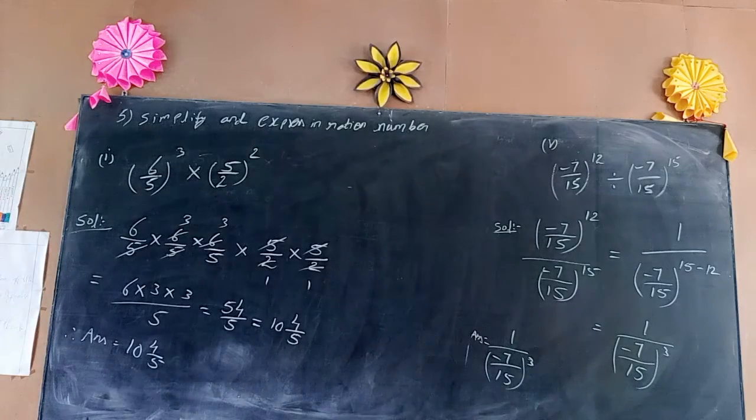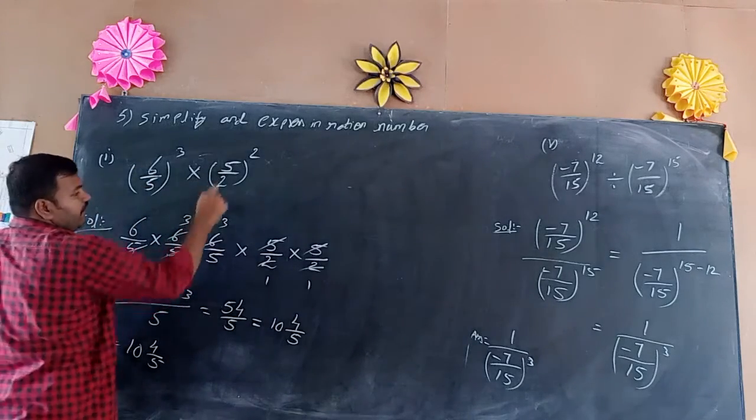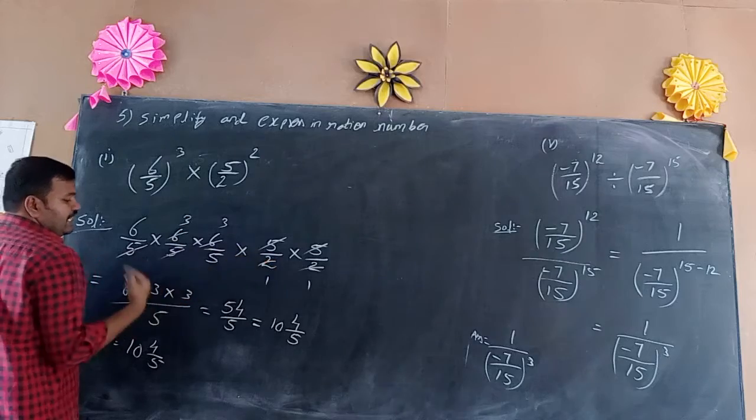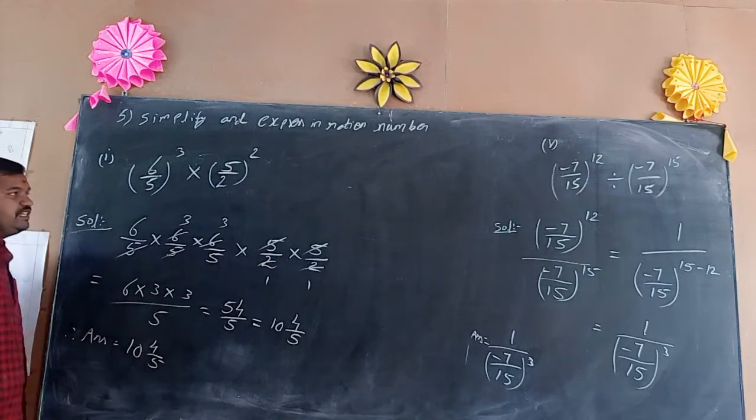So this is the sum we are having. If bases are not same, we cannot apply the formula, so we have to expand it like that. 6 by 5 we have to multiply 3 times. Why? Because the power given is 3. So 6 by 5 3 times, 5 by 2 2 times, multiply, and afterwards cancellation. The answer is 54 by 5, that is 10 4 by 5.